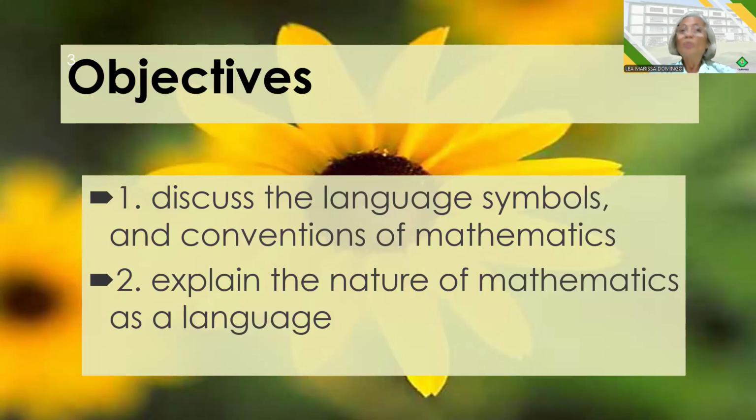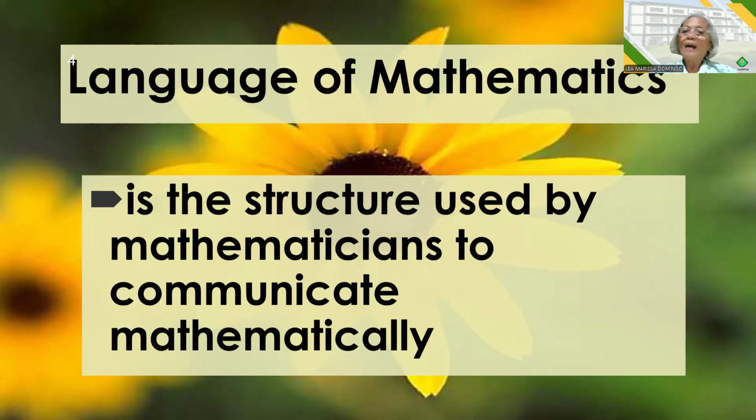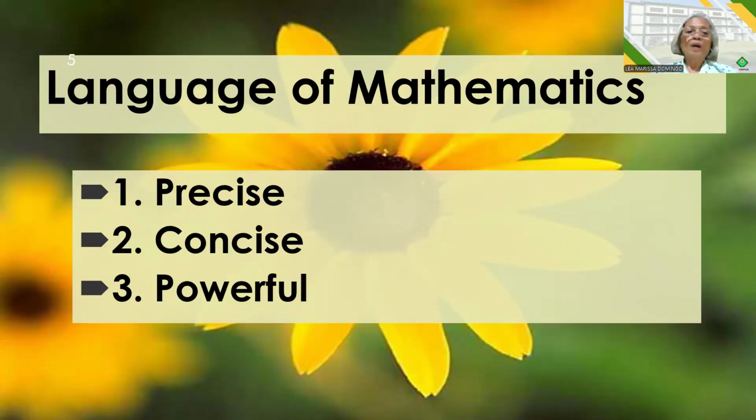So, we have two objectives in this presentation. Number one is to discuss the language symbols and conventions of mathematics and explain the nature of mathematics as a language. So, the language of mathematics is the structure used by mathematicians to communicate mathematically. So, there are characteristics of the language of mathematics, and these are being precise, concise, and powerful.